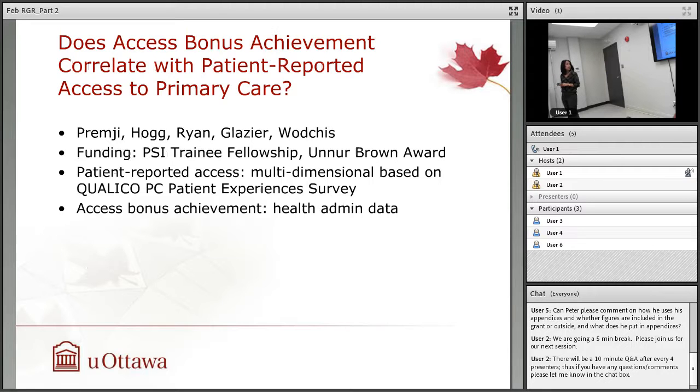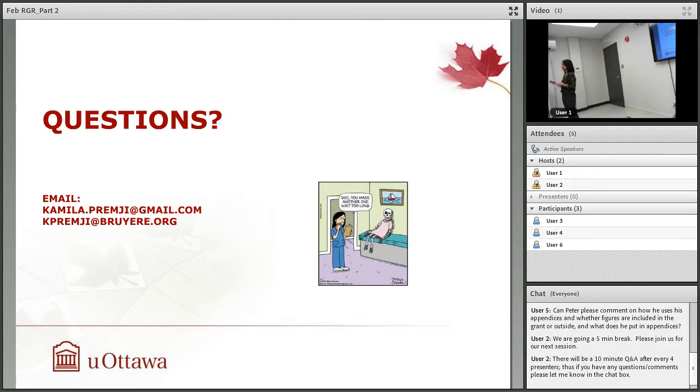So we are going to look at that same Qualico PC patient experiences data set to look at patient-reported access to primary care, and look at the health administration data from ISIS and see if there actually is a correlation between high access bonus achieving practices and patient-reported access.